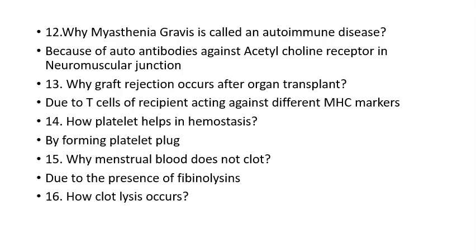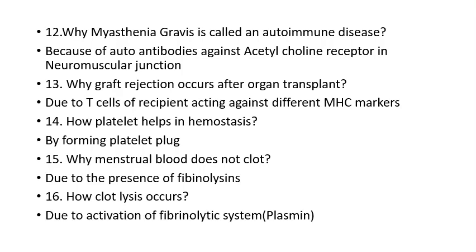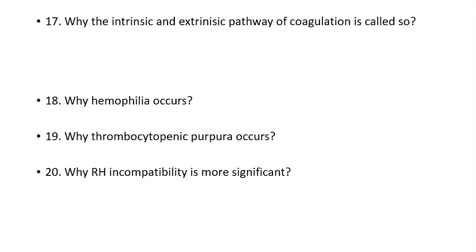How does clot lysis occur? It occurs due to the system called the fibrinolytic system, and there is a protein called plasmin, which is derived from plasminogen, and this plasmin will lyse the fibrin and the clot gets lysed.